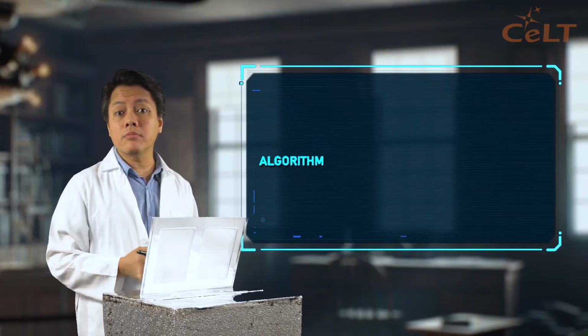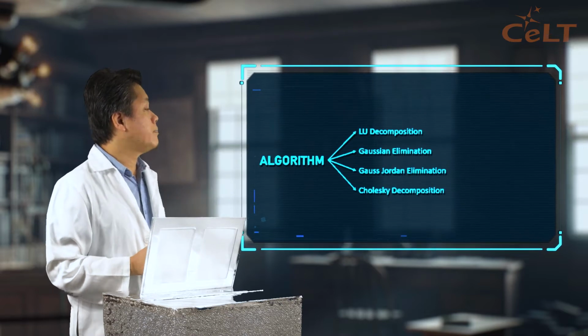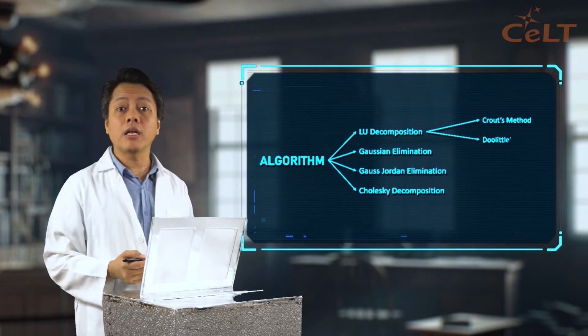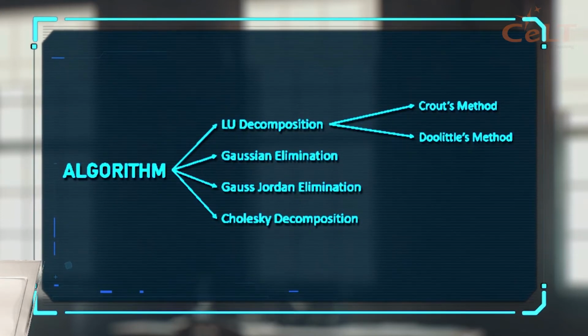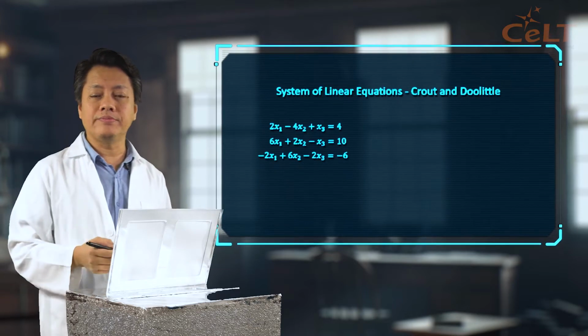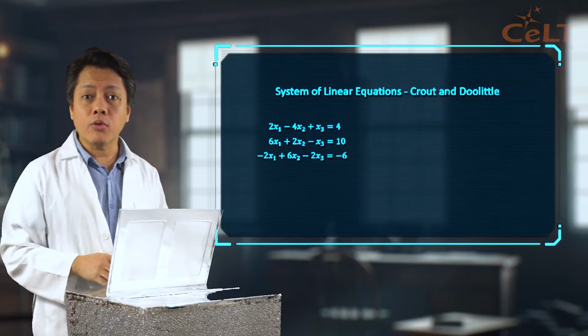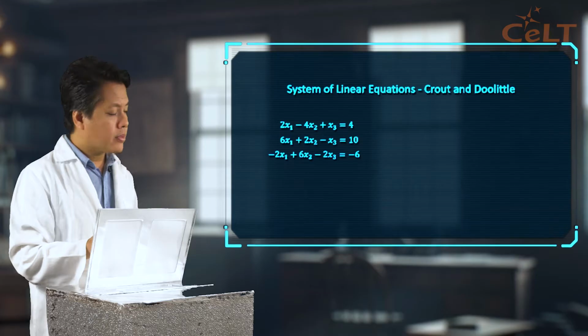There are many algorithms invented over the years, and these are 4 of them. And we are interested in LU decomposition and in particular Crout's and Doolittle's method. And these are the 3 simultaneous equations again. We need to have a system that we can put these 3 separate equations into one. The algorithm works best if we can put these equations into a product of matrices like this.